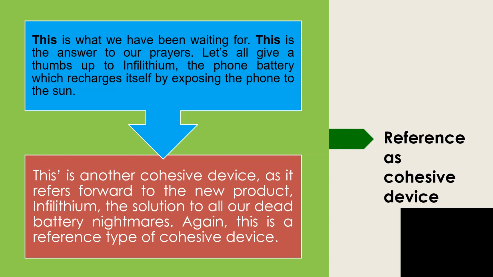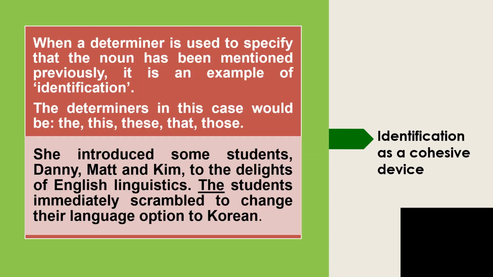Let's move on to another type of cohesive device, and it's called identification. And here the only difference is that instead of using pronouns, we use a different word class, determiners. I've just been trying to remind you of the difference, remember, the distinction. So, identification is when we use a determiner to show that the nouns that we are referring to now, that we are using now, have already been mentioned before.